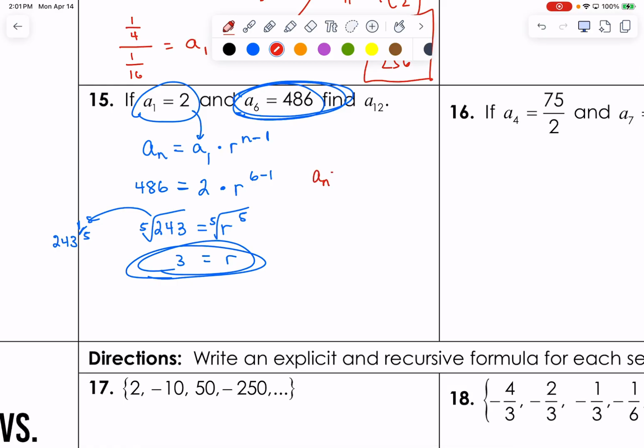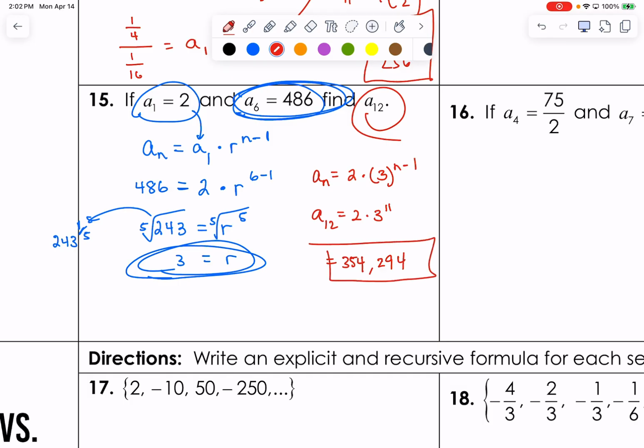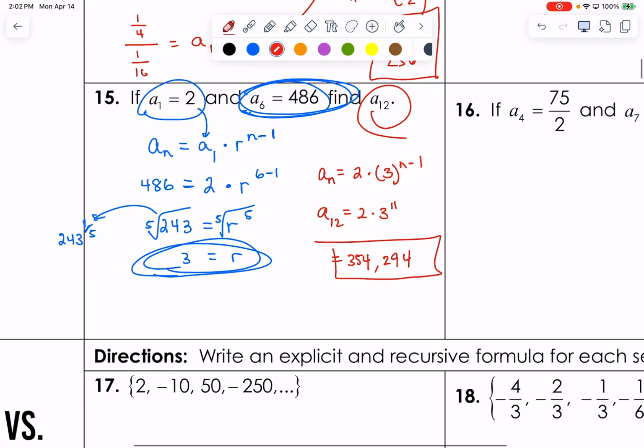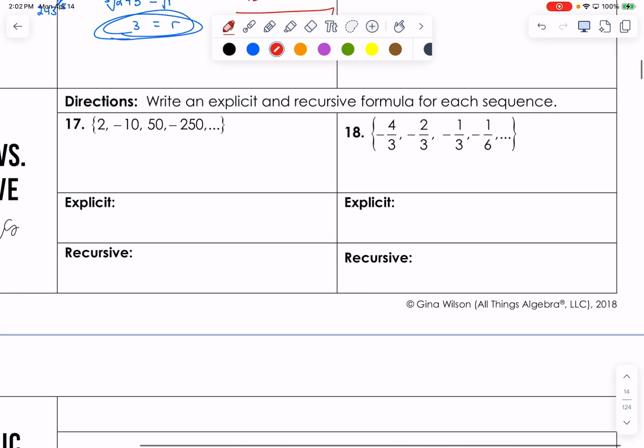So we have a sub n is equal to a sub 1, which is 2, times 3 to the n minus 1. Now it's easy to find the 12th one. The 12th one would be 2 times 3 to the 11th, which is stupid big. It's 354,000, not 294. All right, let's go to recursive and explicit.